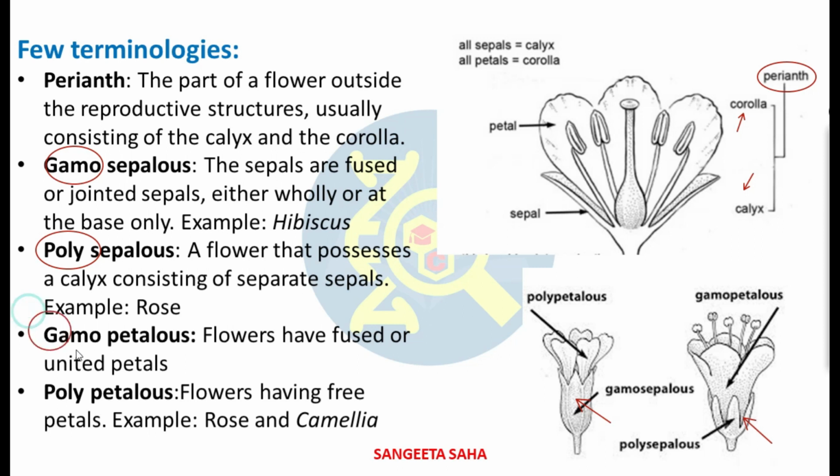Next is gamopetalous. Gamo means fused, so gamopetalous means united or fused petals. If you see here, you'll be able to understand this. Next is polypetalous. Here the petals are free. If you see in the picture, you'll be able to distinguish between gamopetalous and polypetalous. Here the petals are free, here the petals are fused.